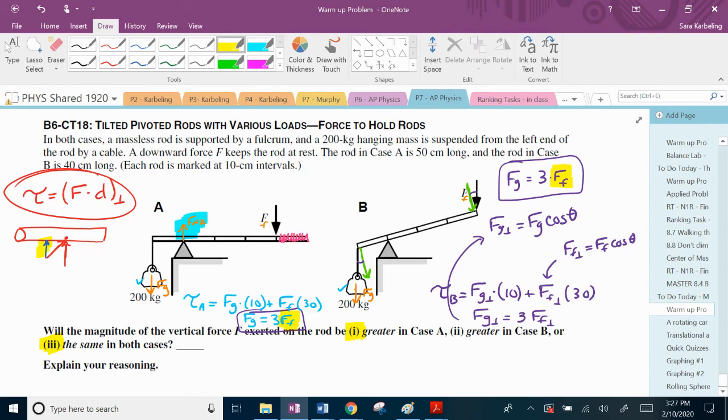Because you're pushing, because you're trying to get it to not be in equilibrium. You're trying to get it to actually accelerate. Does that make sense? So it's a little different in this case. Yeah. Good question.